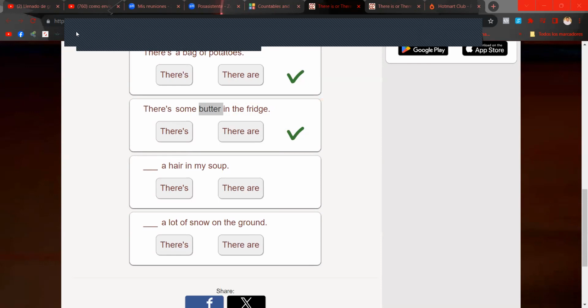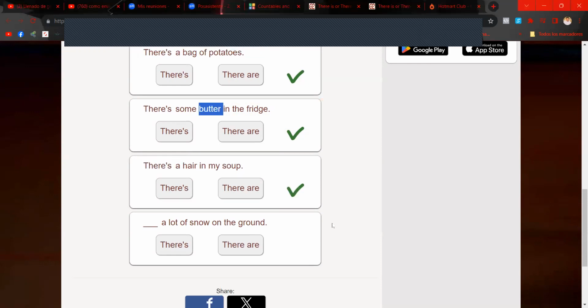There is. There is a hair in my sopa. Oh, hay un cabello, un pelo en mi sopa. Oh my goodness. Next.